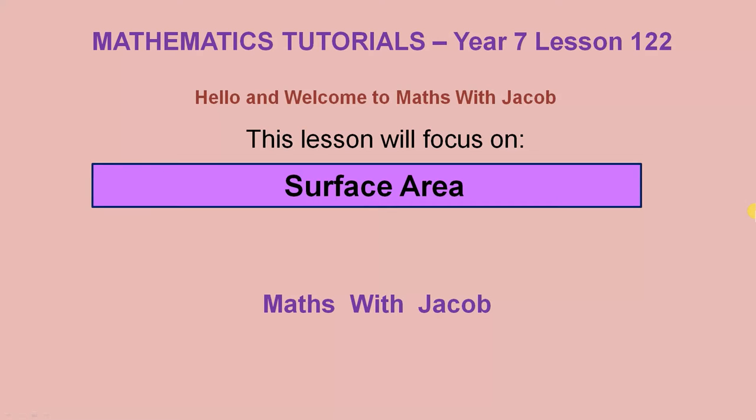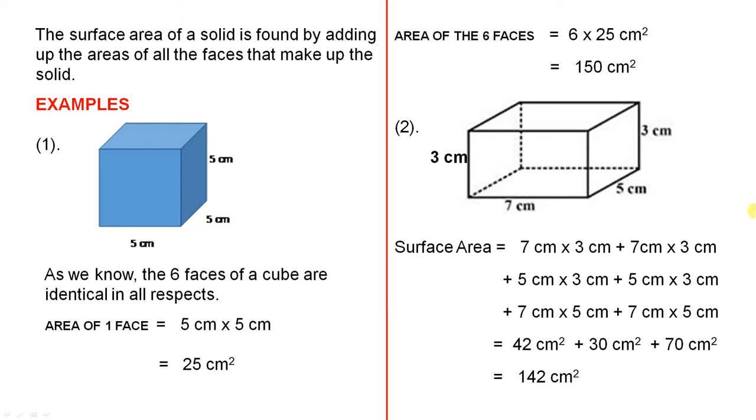This lesson will focus on surface area. The surface area of a solid is found by adding up the areas of all the faces that make up the solid. Let's look at some examples.